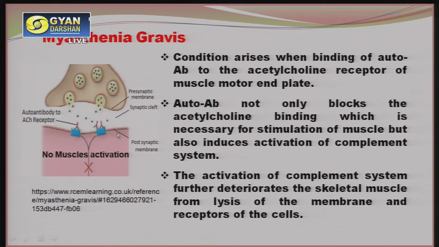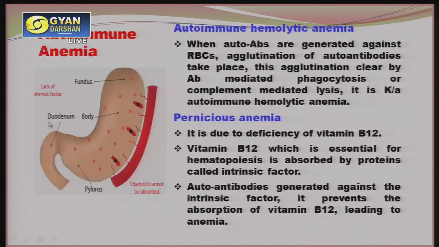And Myasthenia gravis. In Myasthenia gravis, the autoantibodies not only block the acetylcholine binding, which is necessary for stimulation of muscles, but also lead to the activation of the complement cells. So here no muscle activation will take place after generation of the autoantibody.